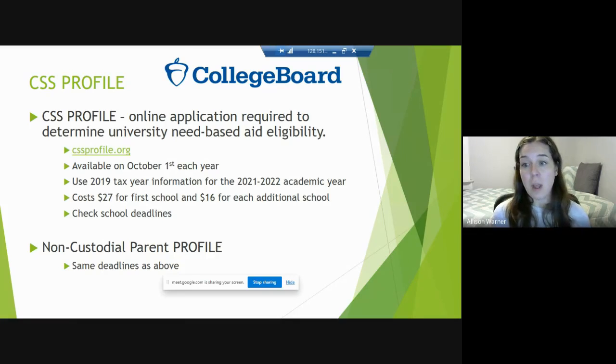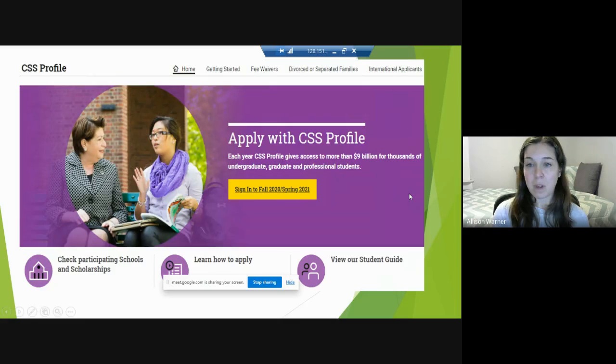So if your non-custodial parent profile waiver appeal is approved at one school, it doesn't mean it's going to be approved at all schools. It's at the discretion of each school. So this is what it looks like when you apply for the CSS Profile. It's important to note here, as you can see, they have a direct way to look up divorced or separated families. In the upper right corner, you can see for divorced or separated families, they have that up there.